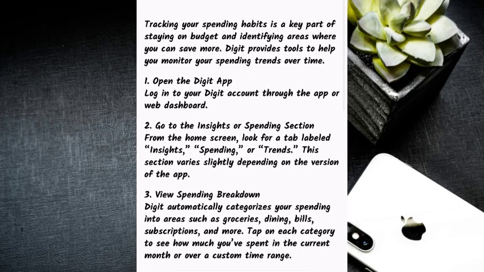So first thing you want to do is to open the Digit app, log into your Digit account through the app or web dashboard. Next, go to the Insights or Spending section. Now from the home screen, you want to look for a tab labeled Insights or Spending, or it could be Trends. This section varies slightly, depending of course, on the version of the app that you're using.